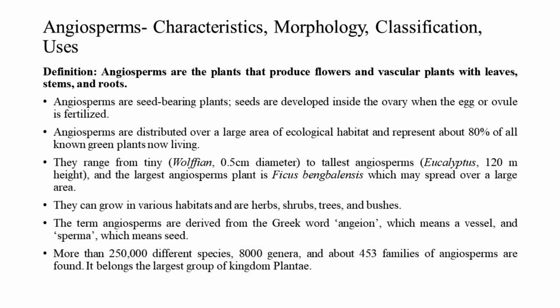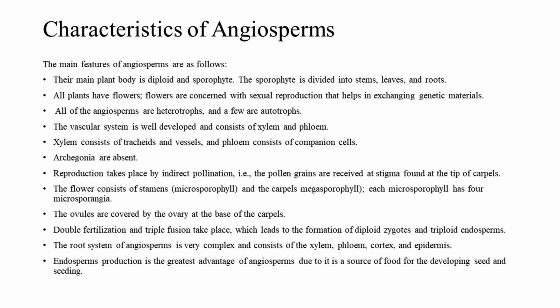The term angiosperms is derived from the Greek words angion, which means a vessel, and sperma, which means seed. More than 250,000 different species, 8,000 genera, and about 453 families of angiosperms are found. It belongs to the largest group of kingdom Plantae. Characteristics of angiosperms. The main features of angiosperms are as follows.